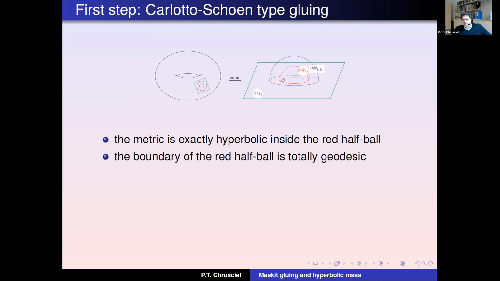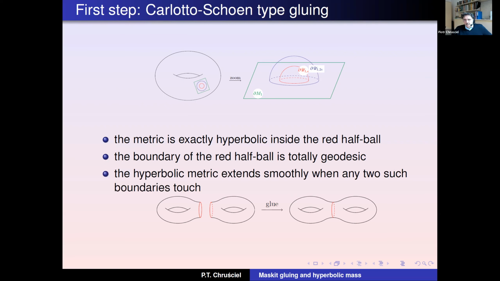Now, there is a weird property of hyperbolic space: if you take a half ball in this representation here, then its boundary is a totally geodesic submanifold. And totally geodesic submanifolds have the property that when you have a totally geodesic boundary in one manifold, and a totally geodesic boundary in another manifold, then if you put them together, if the metrics match, the metric will actually extend C1 across this. And in fact, when you do this inside the hyperbolic region, it will match smoothly, right?